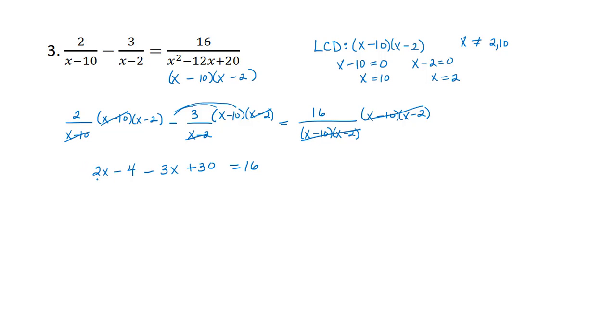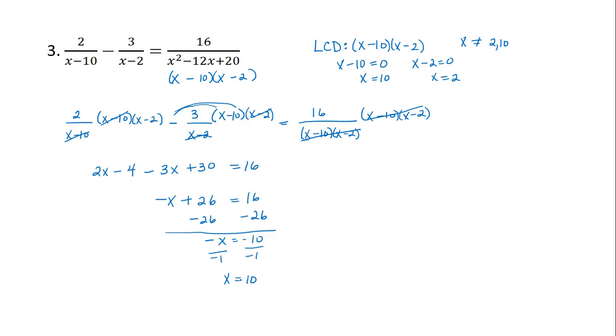Combining like terms on the left, 2x minus 3x is negative 1x. Negative 4 plus 30 is plus 26, equals 16. We can subtract 26 from each side to get negative x equals negative 10, and then divide by negative 1. So x is equal to positive 10.